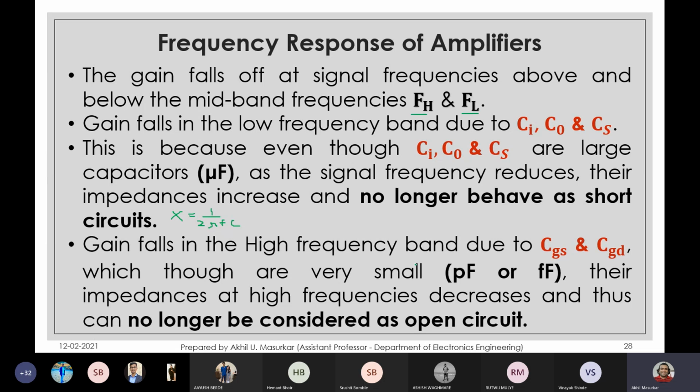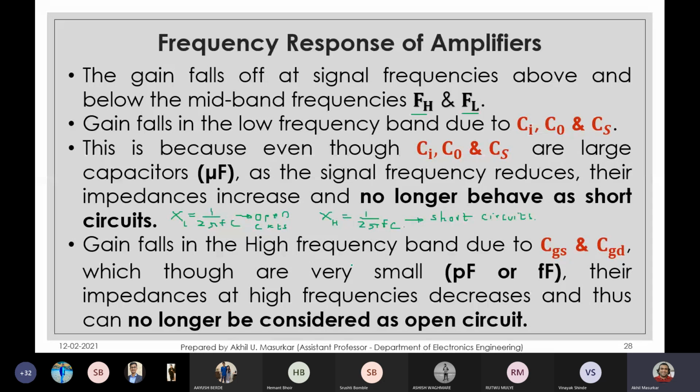Gain falls in the high frequency band due to CGS and CGD. So here the problem is different. X is again 1 upon 2 pi Fc. So these capacitances cause open circuits at low frequency, and these capacitances, at high frequency, cause short circuits. So here the impedance falls like anything, here the impedance increases like anything.